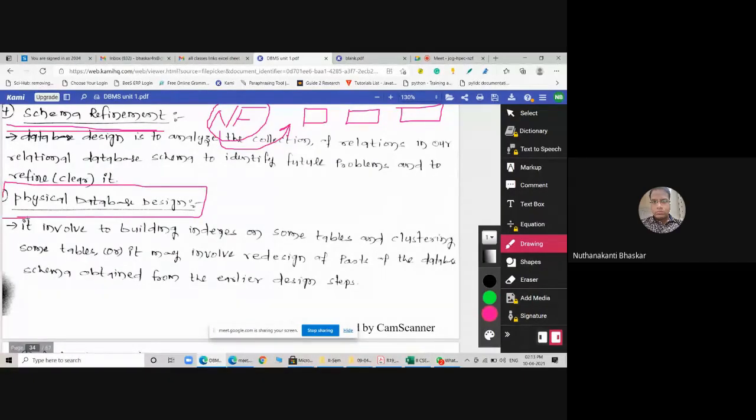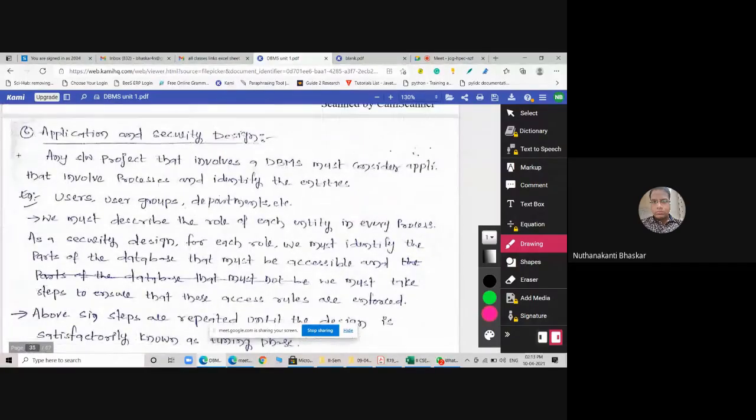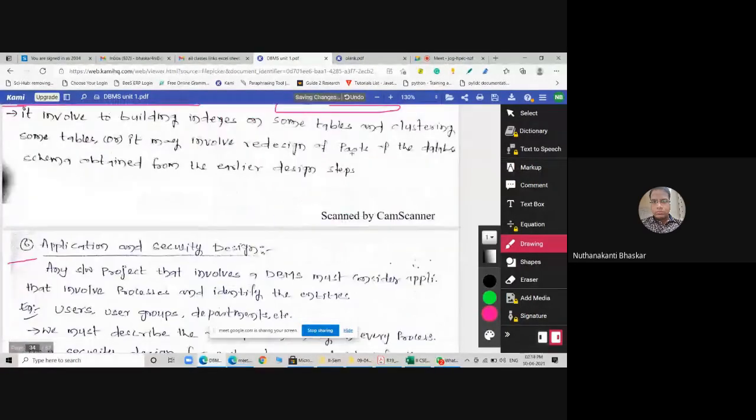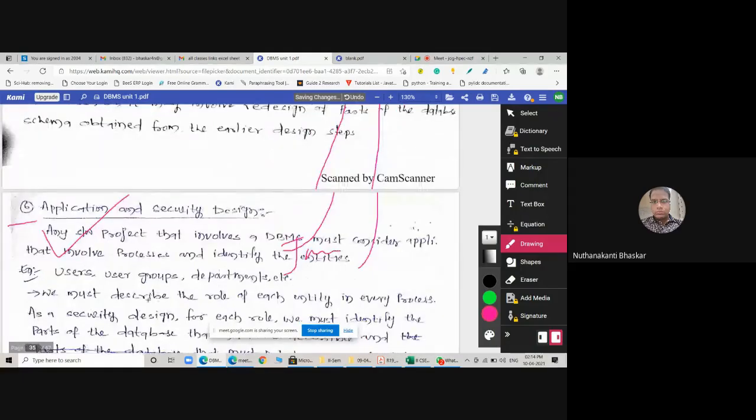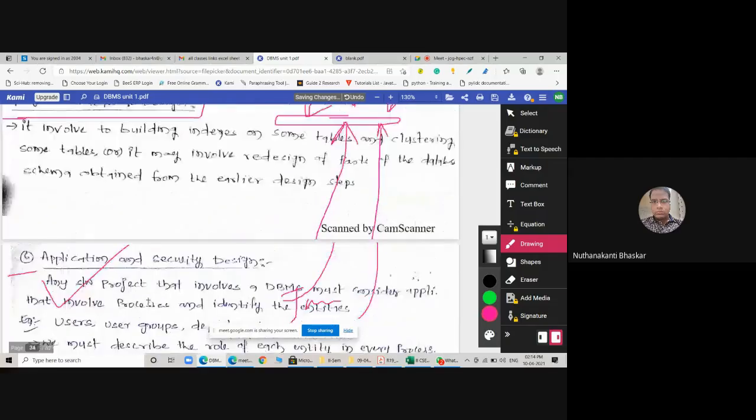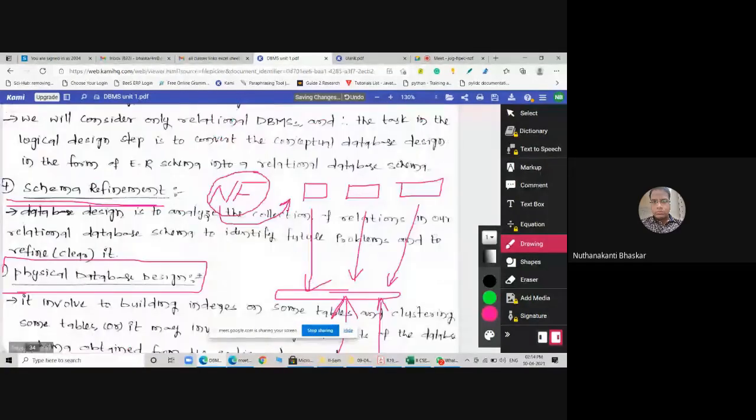Now physically we have to store. You know physical storage. So we have to store these things into physical storage. Now the last one, the very important sixth one. After storing in the physical storage, we have to access it with the help of some application, maybe a Java application, .NET application, whatever application we can use, to access from the physical storage. We can learn this application and security design from Java and other programming. Up to this only we can do in our database management system.